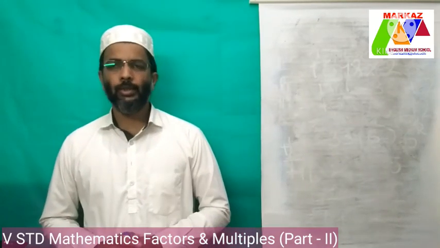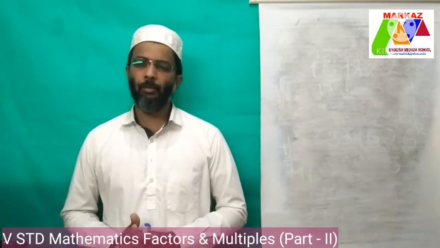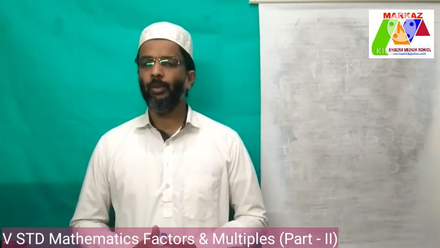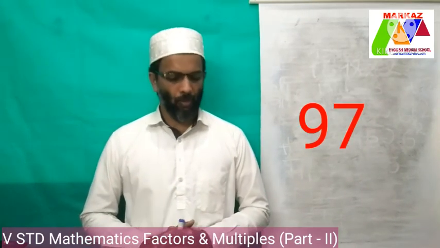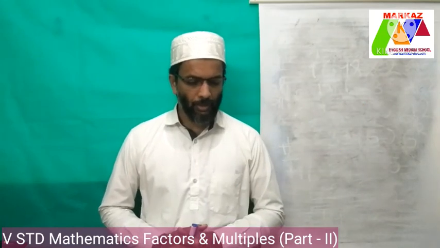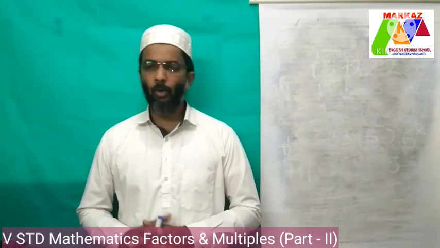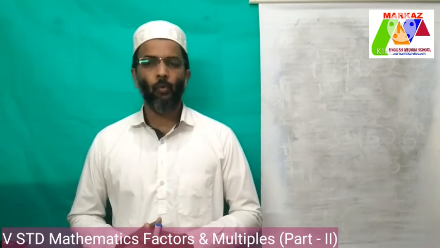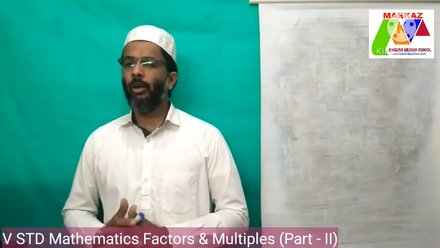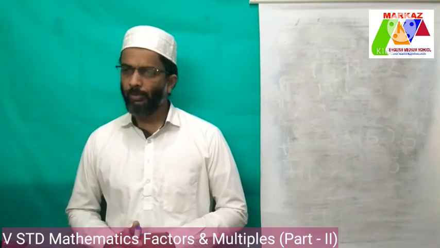2, 4, 7, 14. Which is the smallest prime number? Yes, 2. Which is the largest prime number? Last question. Which is the number that is neither prime nor composite? That is 1. Do all your homework in your textbook.